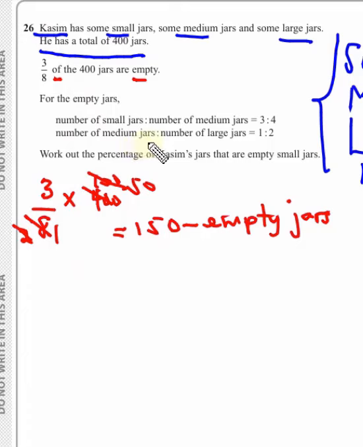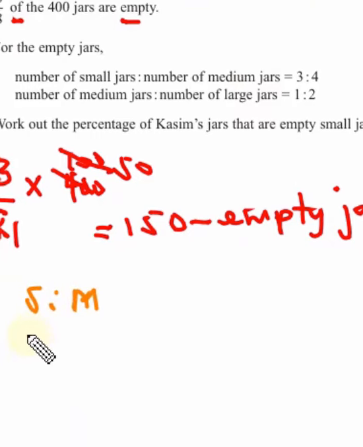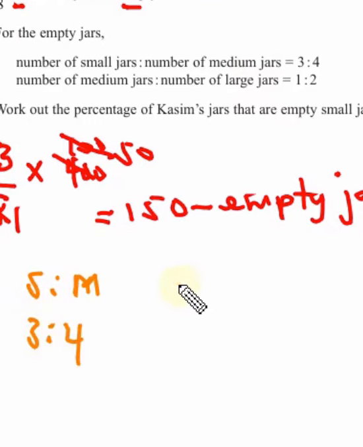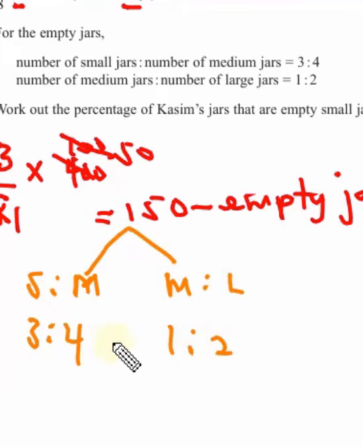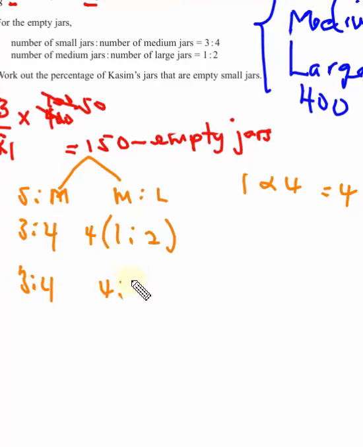Now these empty jars have been represented in a ratio as the number of small jars is to the number of medium jars. Small is to medium, that is 3 is to 4. And then we have medium is to large, that is 1 is to 2. We have medium on both sides, so we can combine them. What is the LCM of 1 and 4? That will be 4. So how do we get 4 on this side? We multiply this ratio by 4. Then we have 3 is to 4 for small is to medium, and 4 times 1 will give us 4, 4 times 2 will give us 8. So we have 3 is to 4 and 4 is to 8.